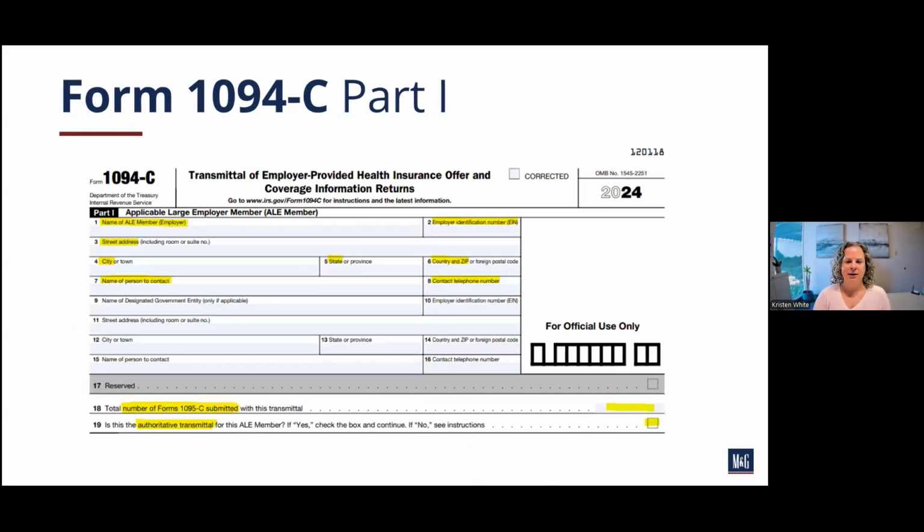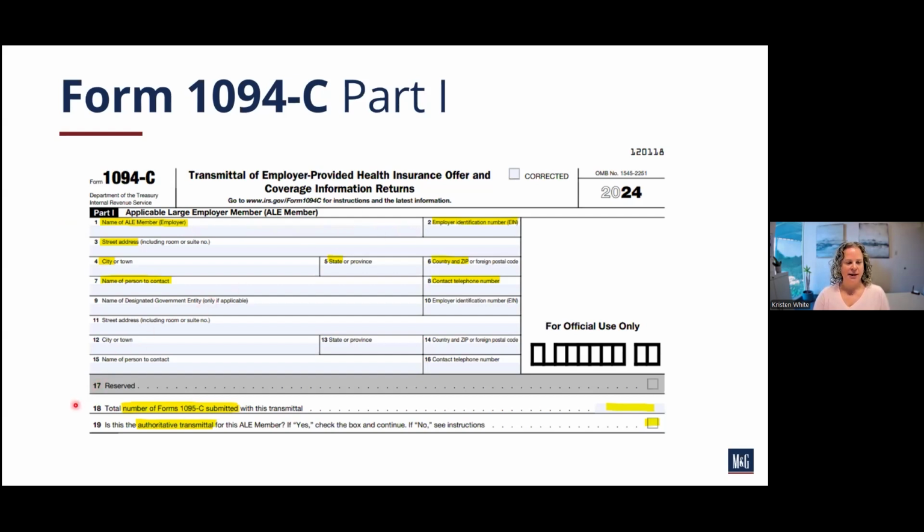All right, our 1094 has 4 parts. We're here starting on part 1. I highlight all the fields that need to be populated. This first part is just your basic employer information. But I keep mentioning how these are somewhat in conjunction with your W-2s. So you want especially your name and your tax ID to match what you're using on your W-2s.